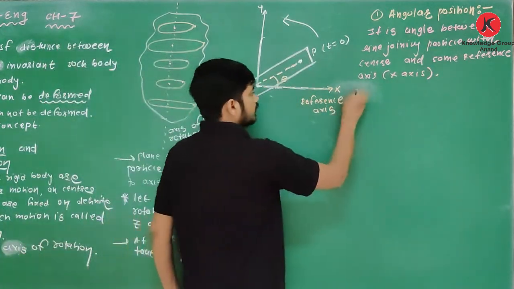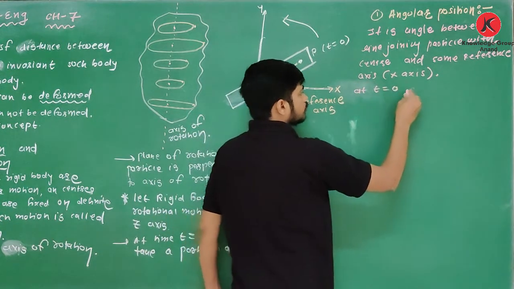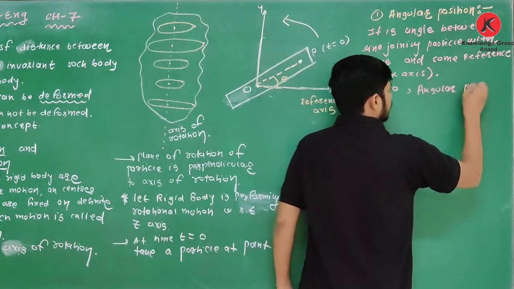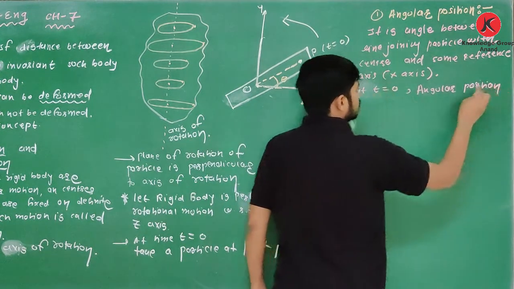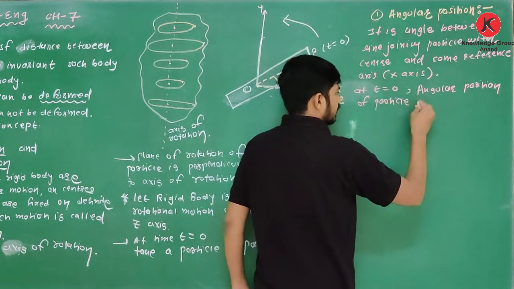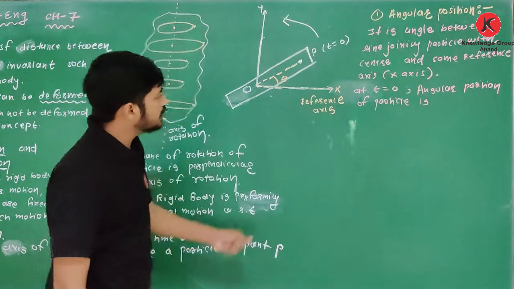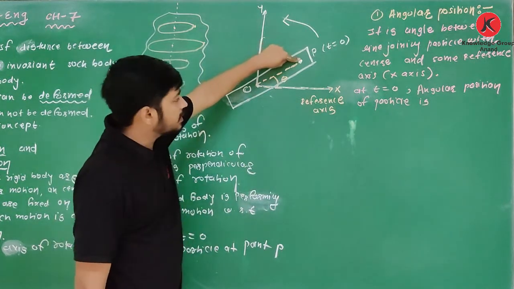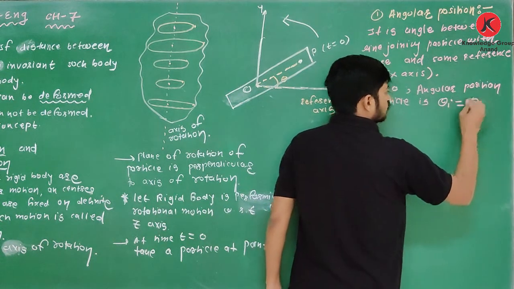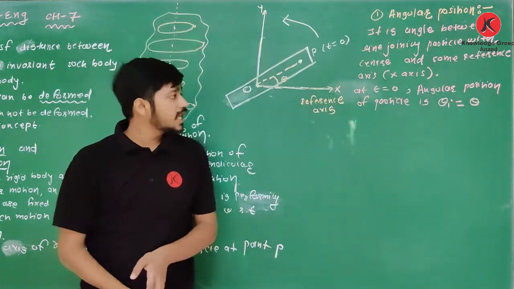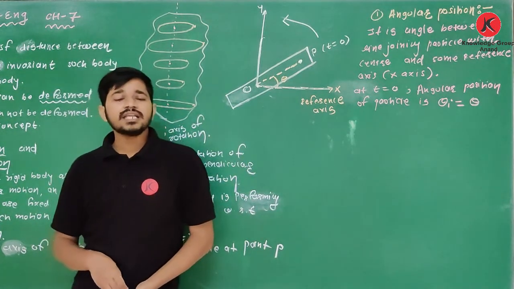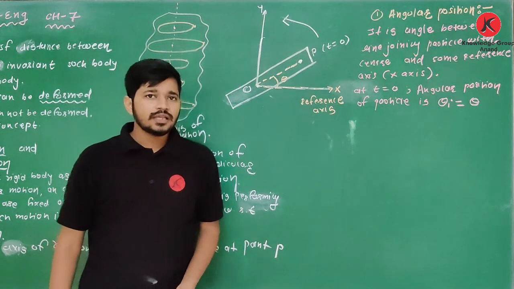So at time t is equal to 0, the angular position of the particle is, at time t is equal to 0, the particle is here, so its angular position is theta I is equal to theta. Why theta I? Initial position. And angular position is indicated by theta. Clear about this?